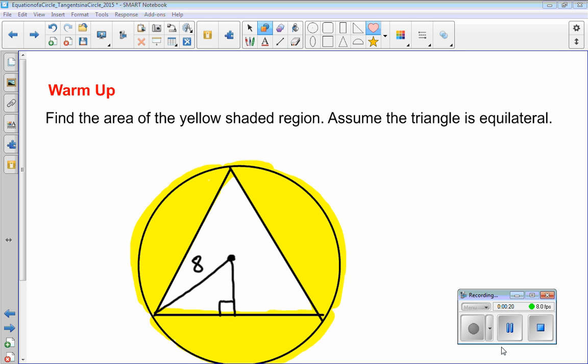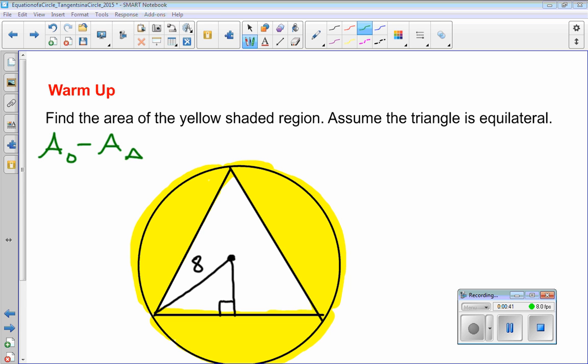What do I need to find? Two different things. The area of the circle and the area of the triangle. Good. Got to find the area of the circle and the area of the triangle, and I'm going to subtract them. Which one is going to have a larger area? The circle, right? So we're going to do the area of the circle minus the area of the triangle. Would you agree with that?